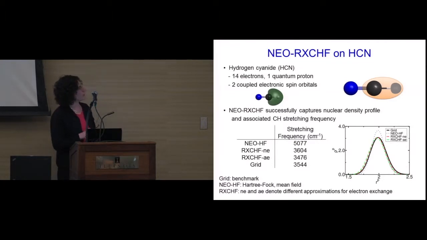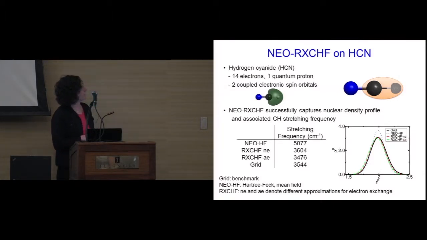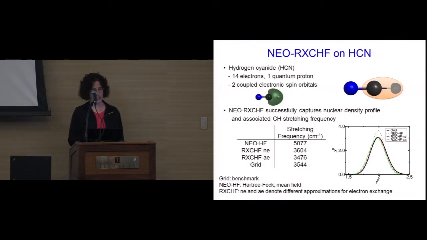The nitrogen and the carbon are just point charges, as usual. And what we did is we looked at the stretching frequency of the CH. What you can see from this table here is that if we do what we call NEO-Hartree-Fock, that's the original mean field method I talked about, we get a frequency of 5,000 wave numbers. That's much too high if we compare it to what we know is the right answer, the grid-based answer down here. That's 3,500 wave numbers. So that's a huge error.